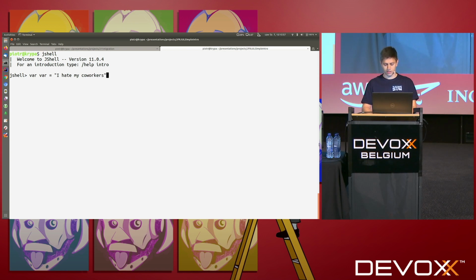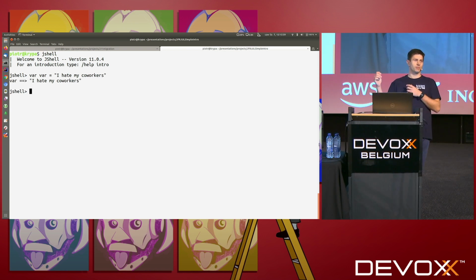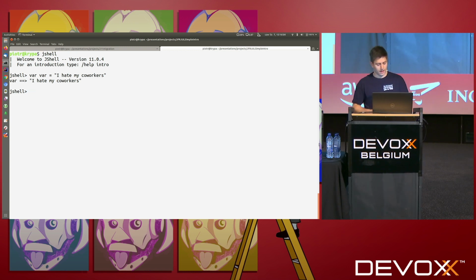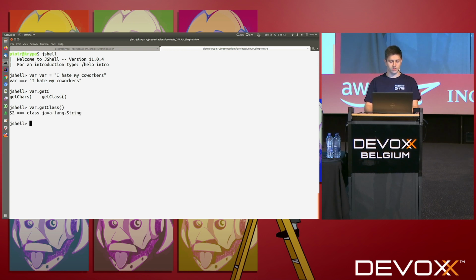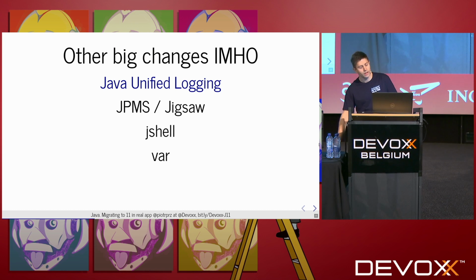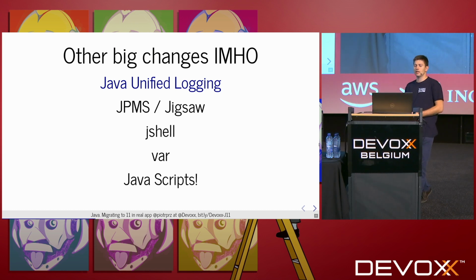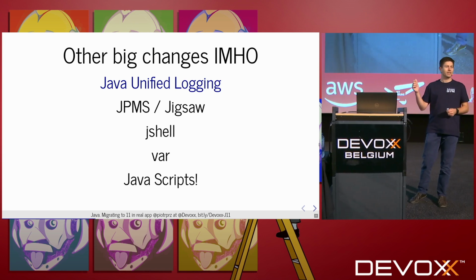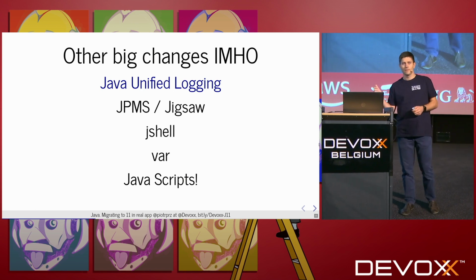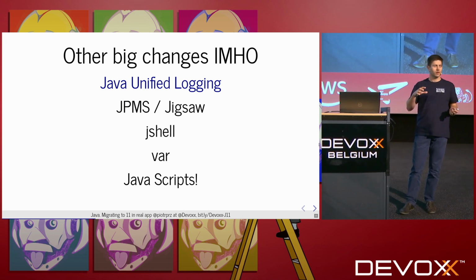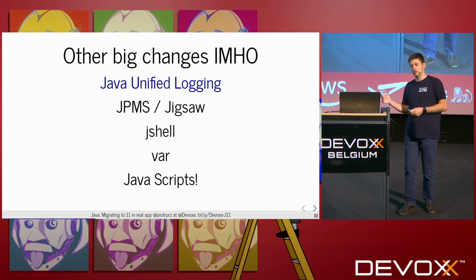So we can go JShell, and then we can do var equals I hate my coworkers, which is not actually true, but if you name your variables like this, you clearly hate your coworkers, right? So yeah, please don't do that, but still you can benefit from this, and we can do var getClass, so we know it's String, so we finally have a REPL in our beautiful Java we love. And maybe I'll be able to show you that we can finally write scripts in Java. So we have kind of a concept of this Java script in Java.